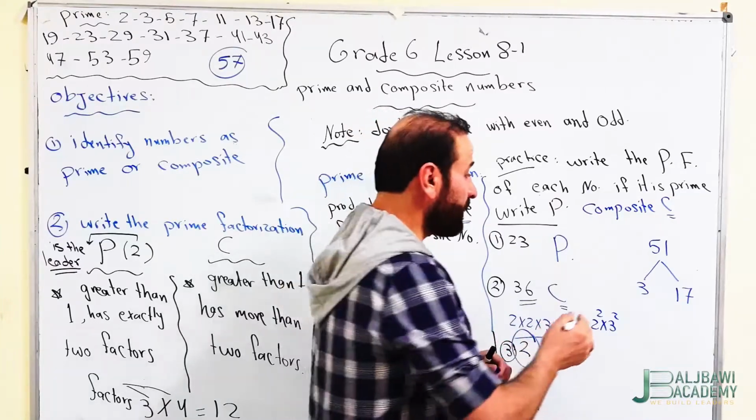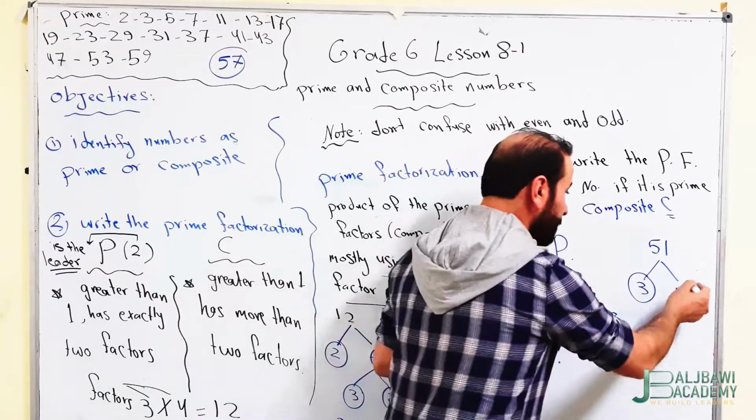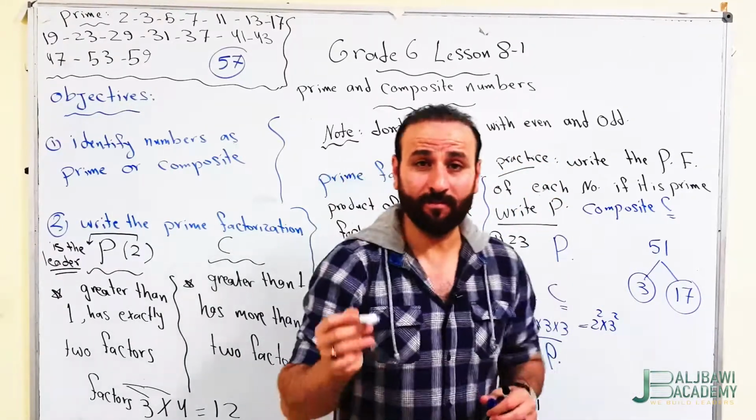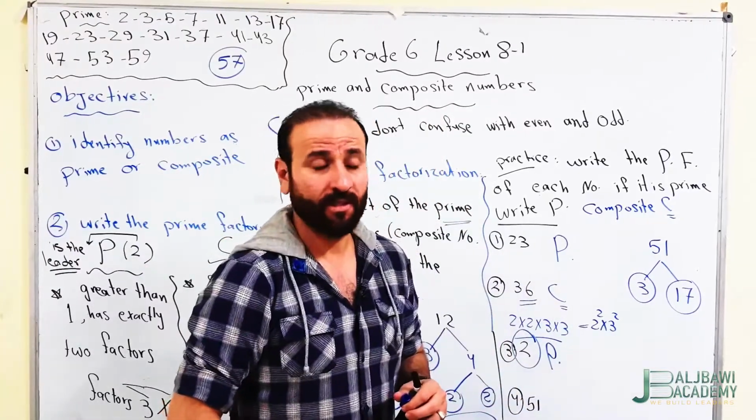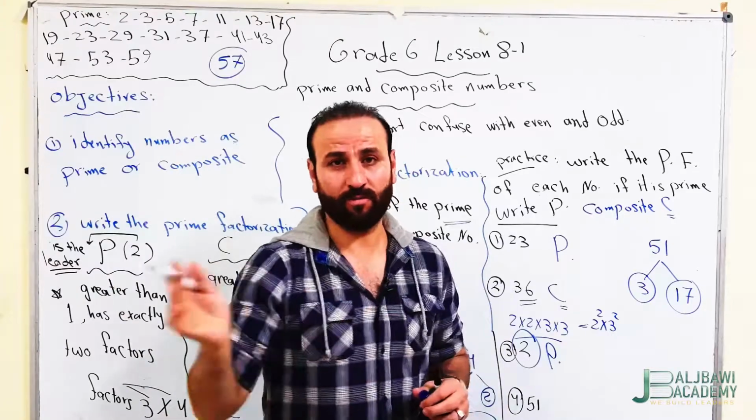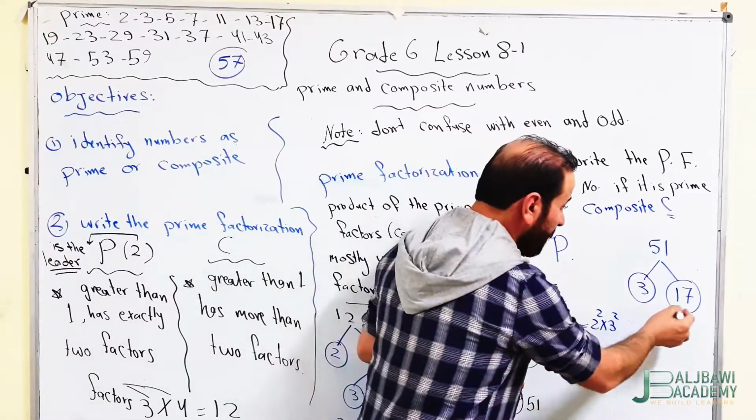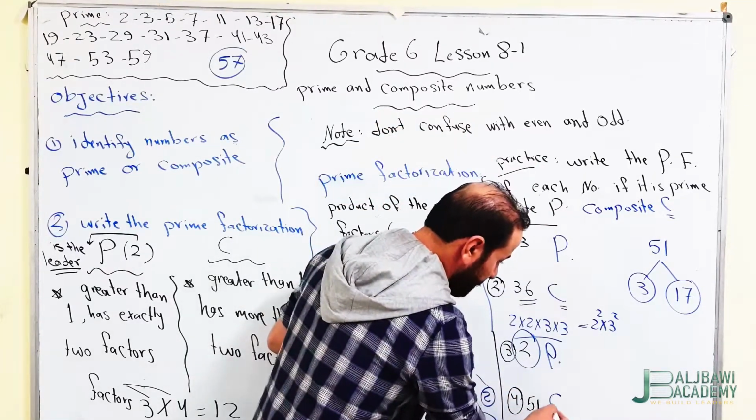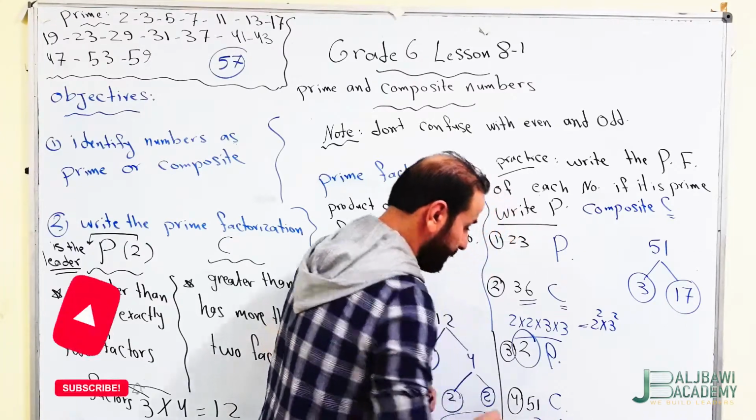Now 3 is a prime number, so I stop here. And 17 is a prime number, I stop here. So I told you it's a good idea to remember these very famous prime numbers from 2 to 60. Now this prime and this prime, I can write here, it's a composite number. Now I write 3 times 17.